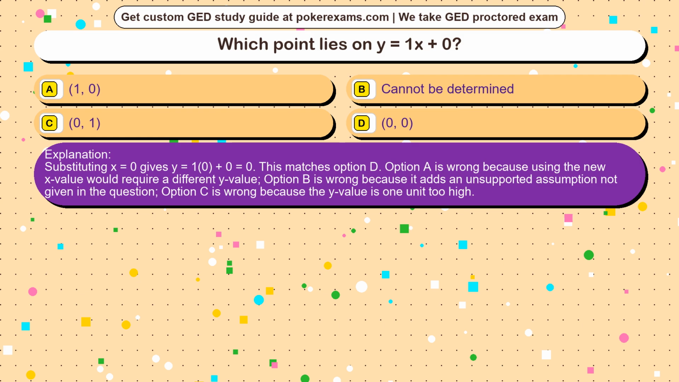This matches option D. Option A is wrong because using the new x value would require a different y value. Option B is wrong because it adds an unsupported assumption not given in the question. Option C is wrong because the y value is 1 unit too high.